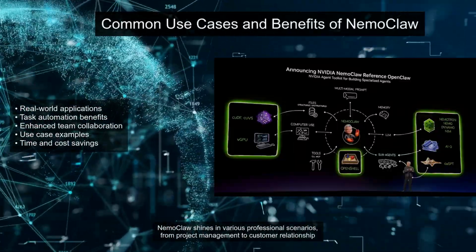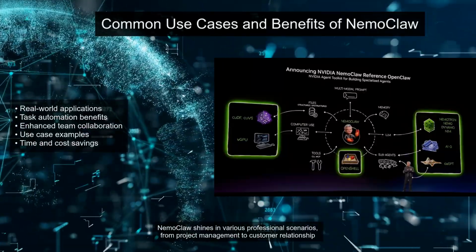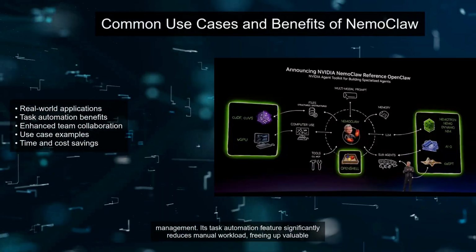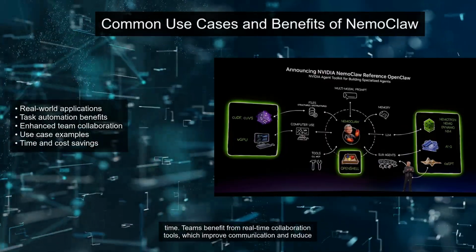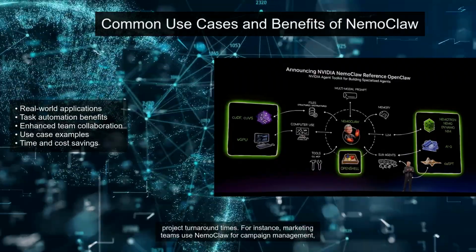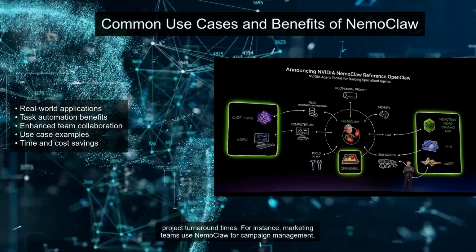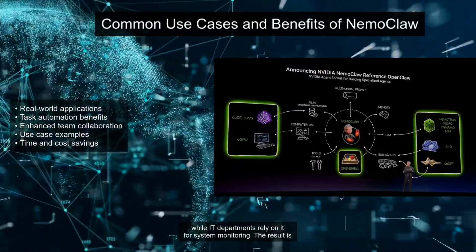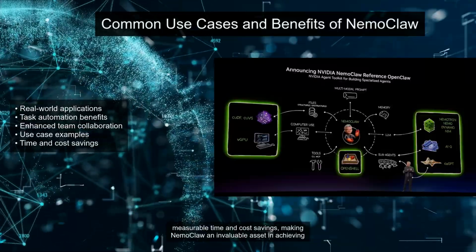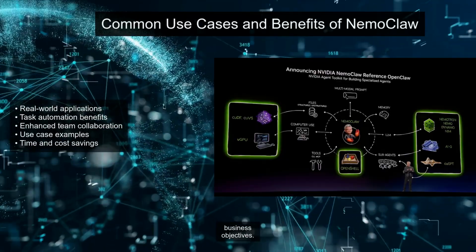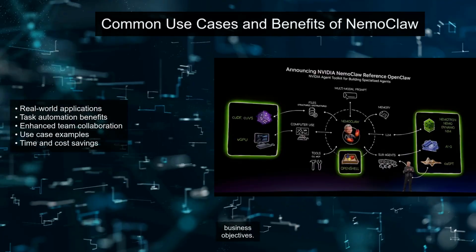NemoClaw shines in various professional scenarios, from project management to customer relationship management. Its task automation feature significantly reduces manual workload, freeing up valuable time. Teams benefit from real-time collaboration tools, which improve communication and reduce project turnaround times. For instance, marketing teams use NemoClaw for campaign management, while IT departments rely on it for system monitoring. The result is measurable time and cost savings, making NemoClaw an invaluable asset in achieving business objectives.